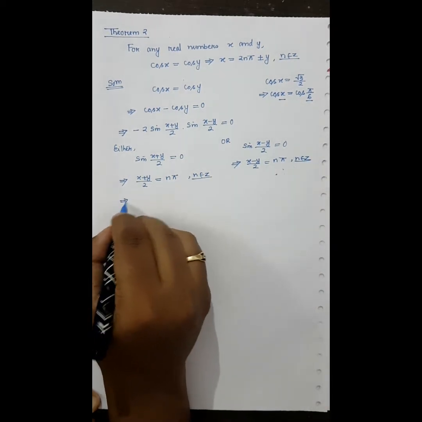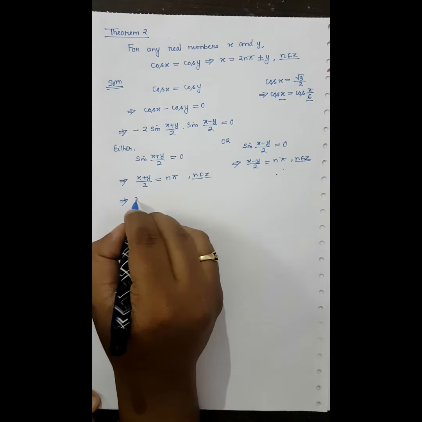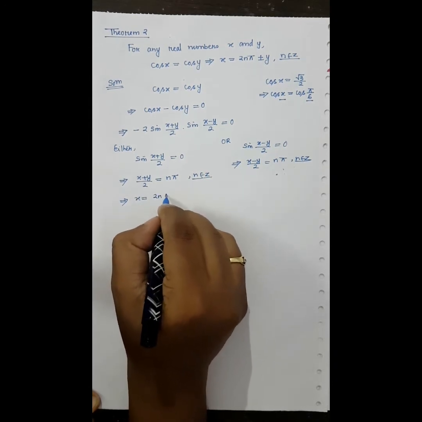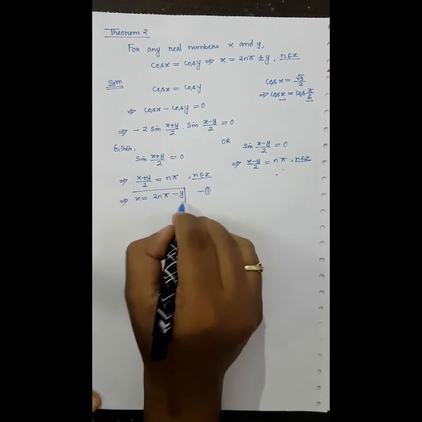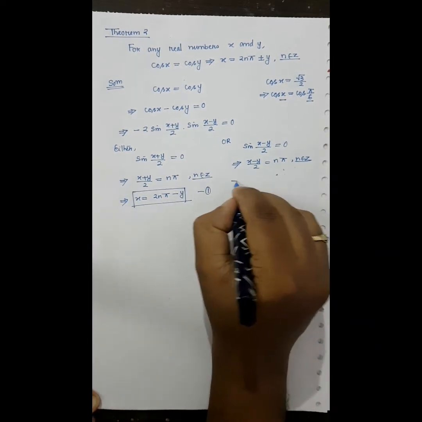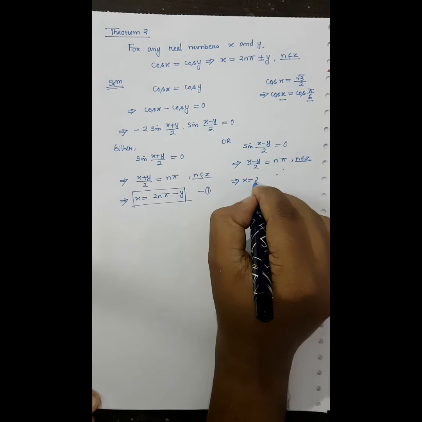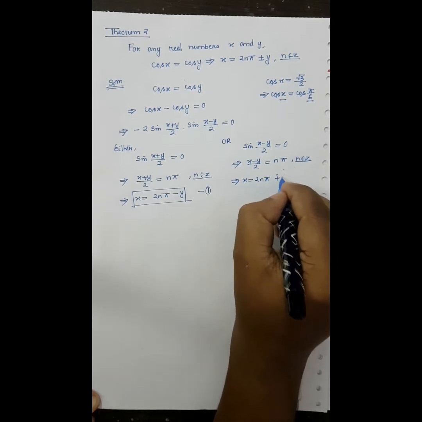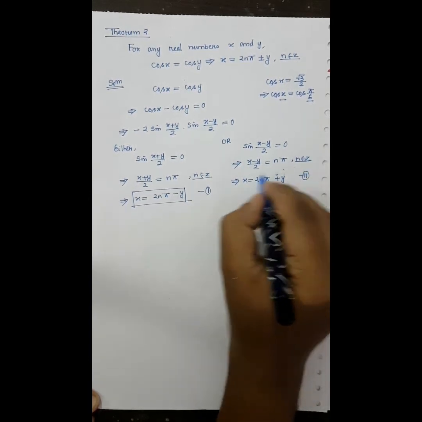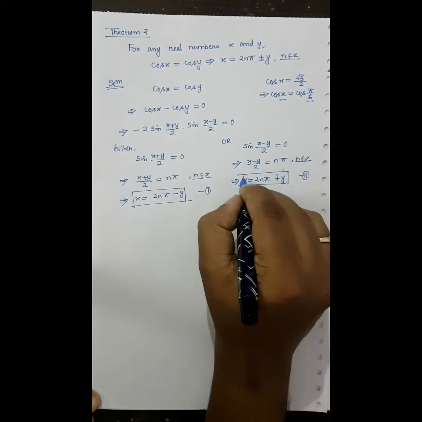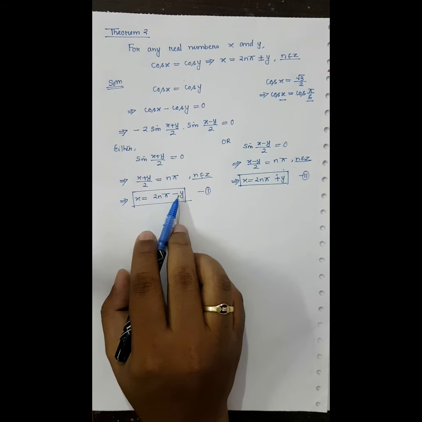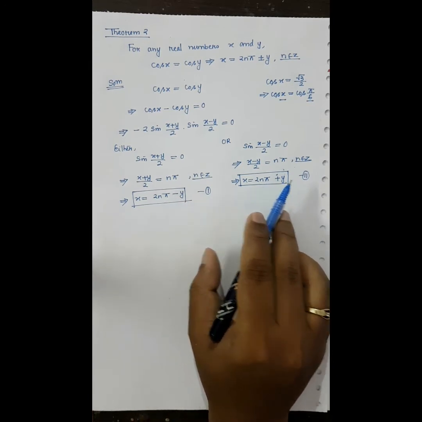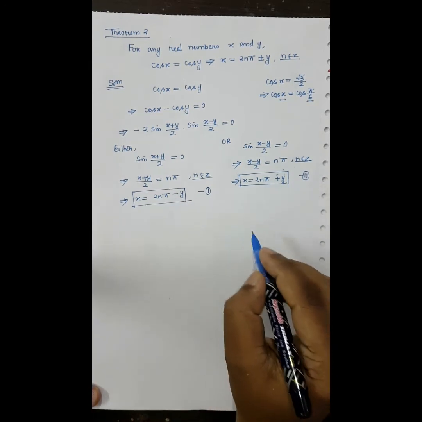Now upon solving, if I multiply by 2, I will get x equal to 2n pi minus y. This is solution number 1, and x equal to 2n pi plus y. This is number 2. So if I solve them, I'll get x equal to 2n pi minus y and x equal to 2n pi plus y. Okay, so you can see the symmetry.